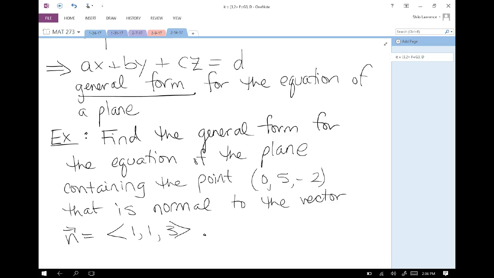This is just to get us familiar with the format and what to do with our different numbers, where each of them goes, what the setup is. And then we'll work our way up to some more difficult problems. So 0, 5, negative 2 is in the plane.